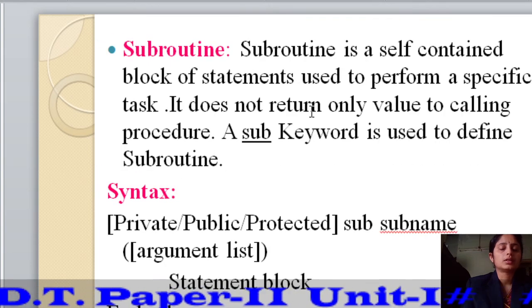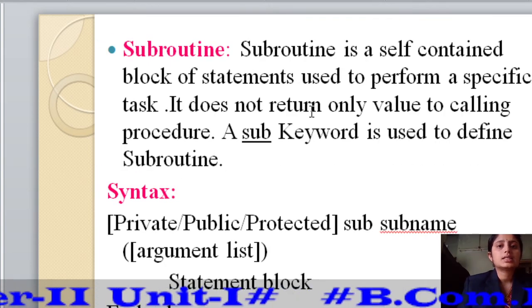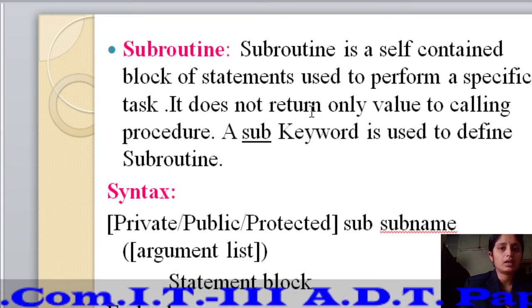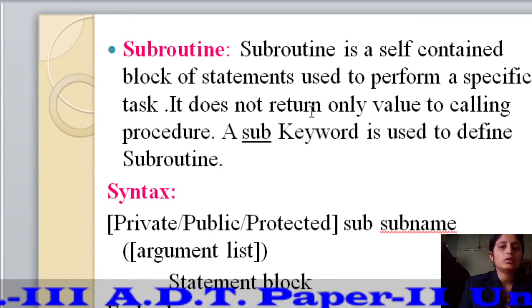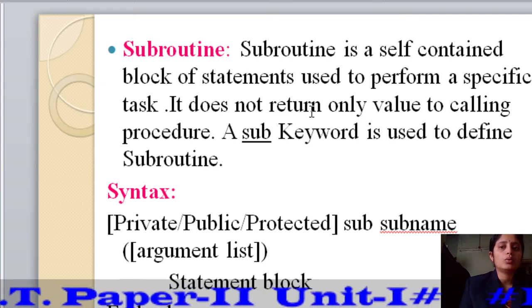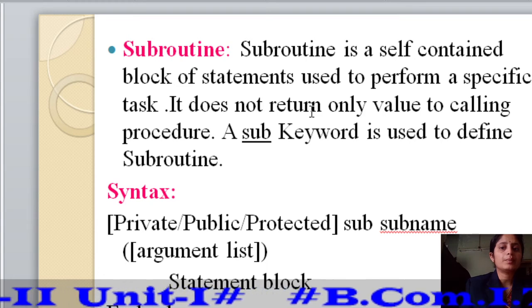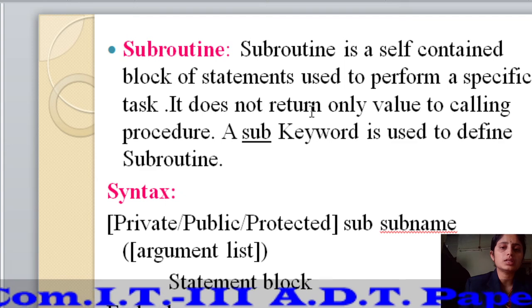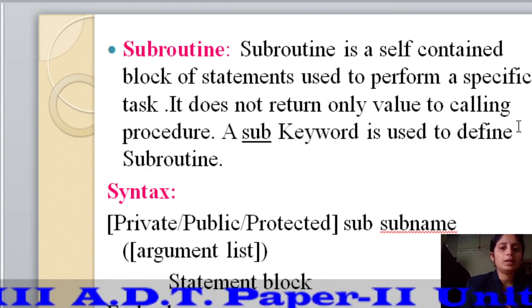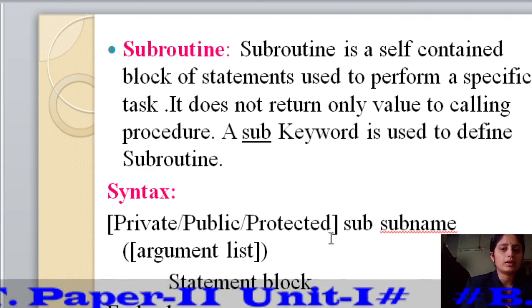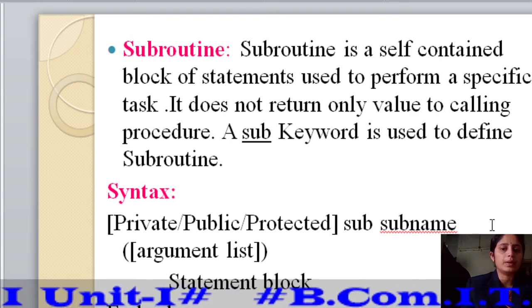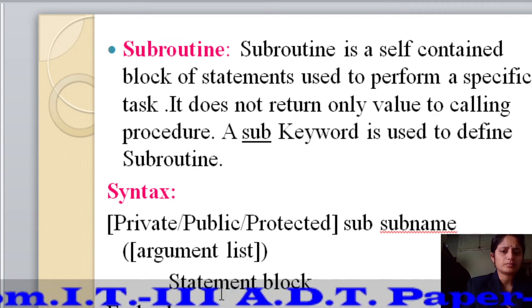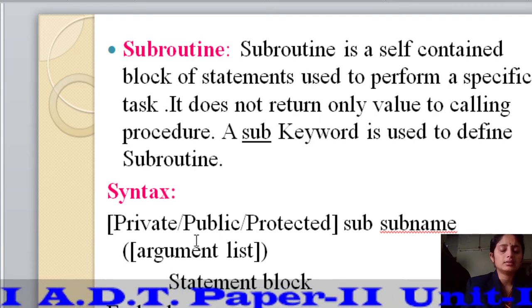Subroutines. A subroutine is a self-contained block of statements used to perform a specific task. It does not return any value to the calling procedure. The Sub keyword is used to define the subroutine. Let's see the syntax for the subroutine. Private, Public, Protected are the access modifiers. Sub is the keyword and then the sub name. After that, the argument list, statement block, and End Sub. This is the syntax for subroutines.